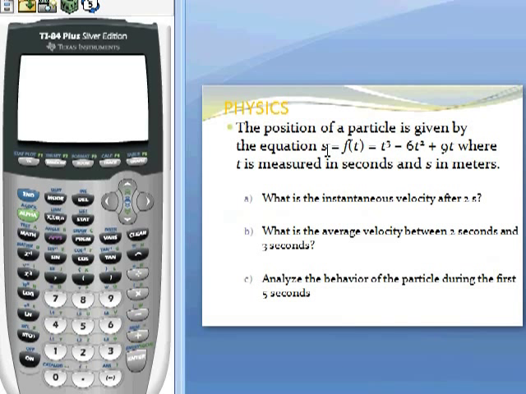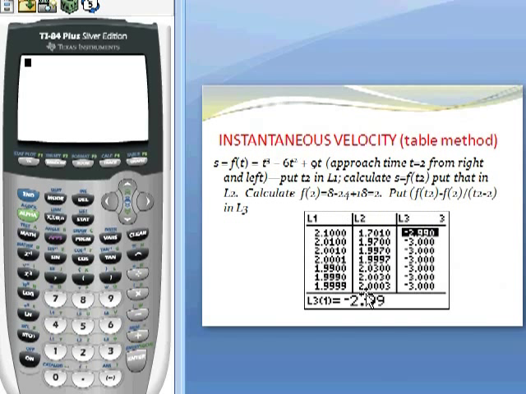Let's say I'm given s equals t cubed minus 6t squared plus 9t, and the first question was the instantaneous velocity after 2 seconds. Well, remember how we used to do that? We are going to try to take the values and take the change from a point. So, for example, I'm going 2.1 to the right of 2, and then 2.01 to the right of 2, and then same thing with the left.